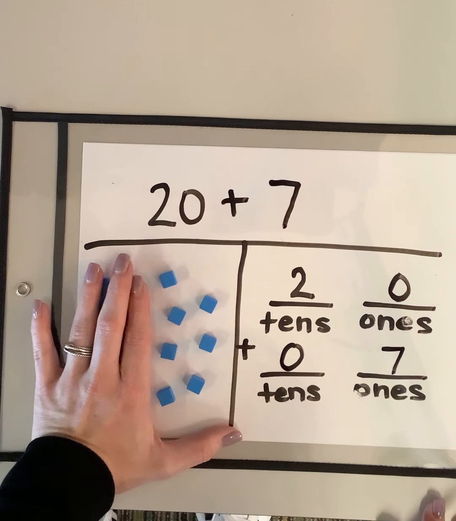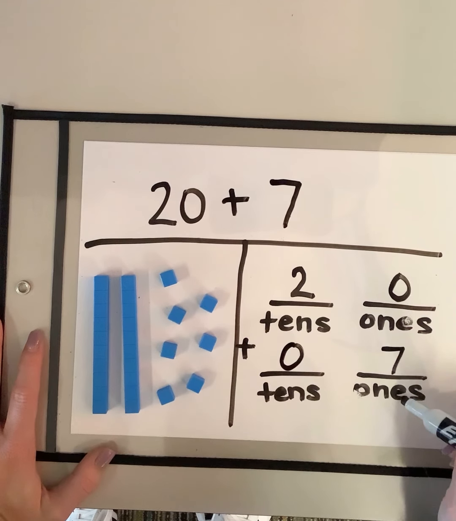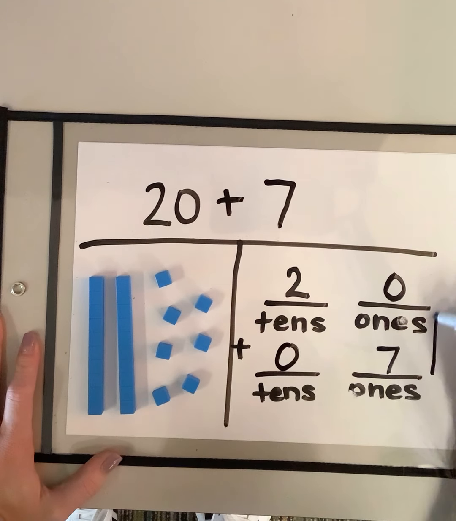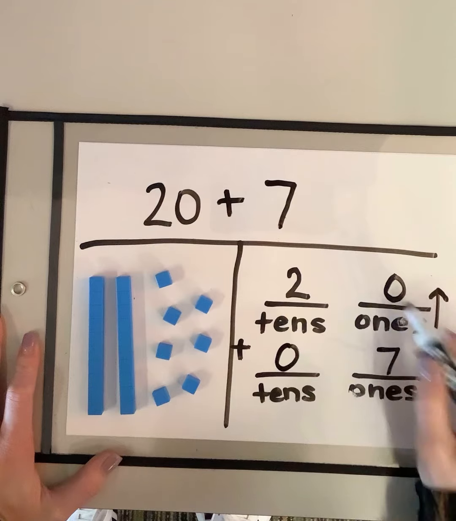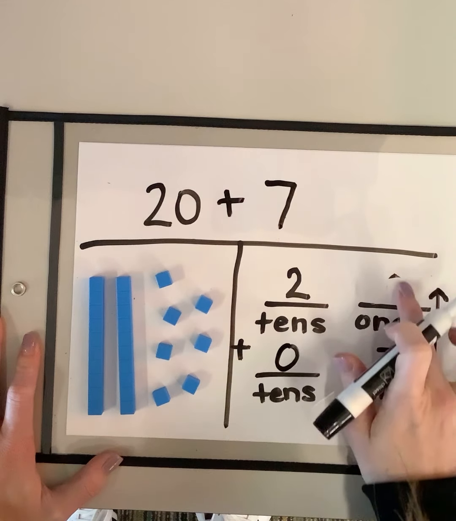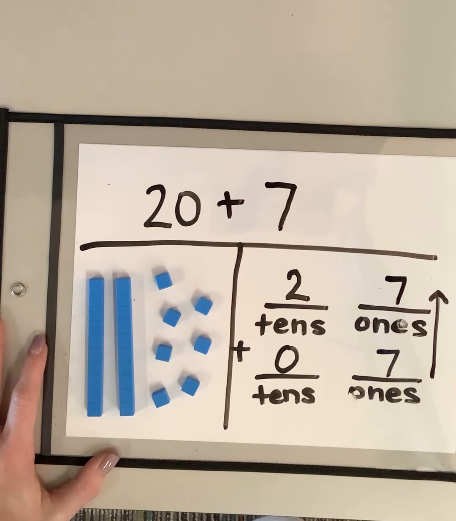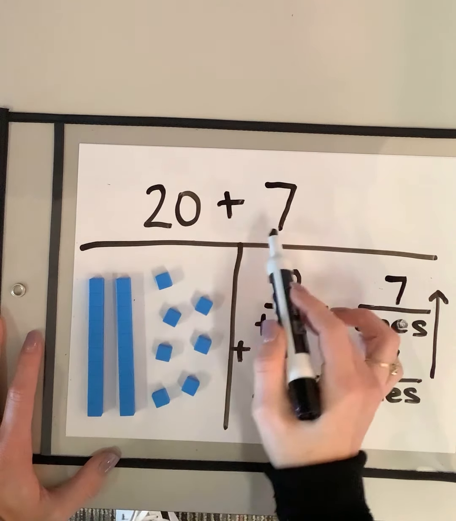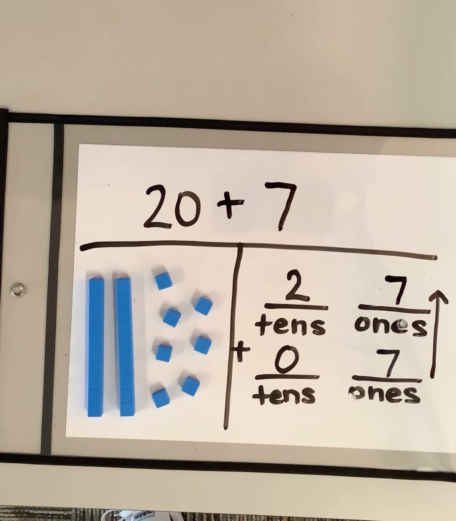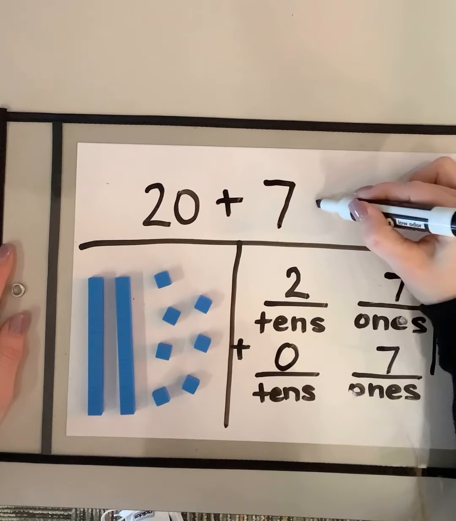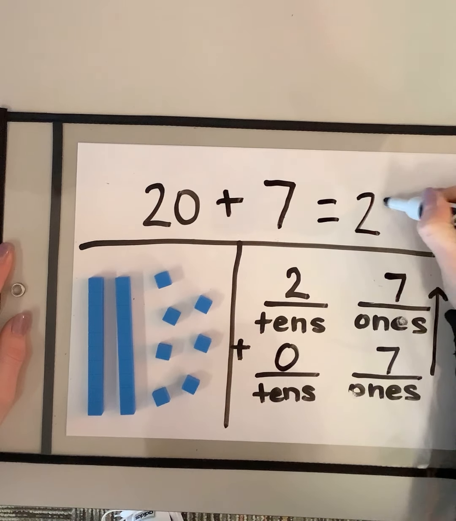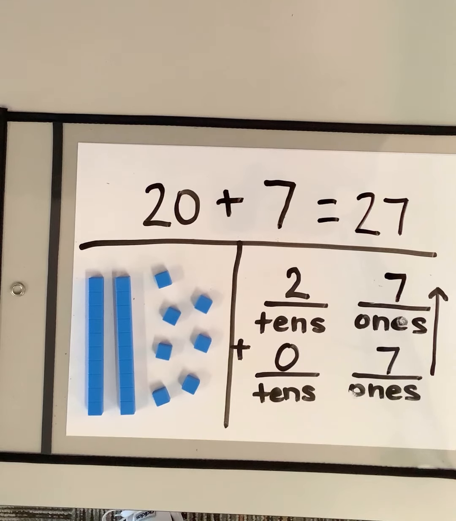For my Easy 20 slide, I look at these 7 ones, and I'm going to slide them up. This was a 0. But when I slide up my 7, it takes the place of my 0. So 20 plus 7 is what? 27. Great job. Okay, let's look at another example.